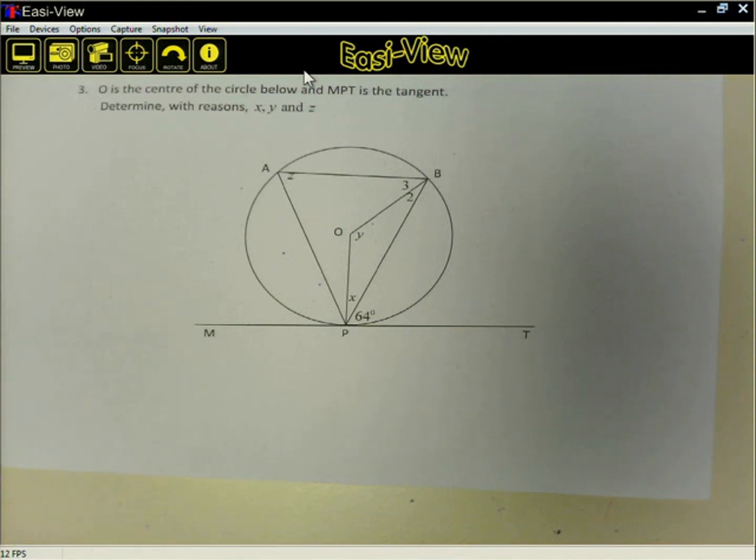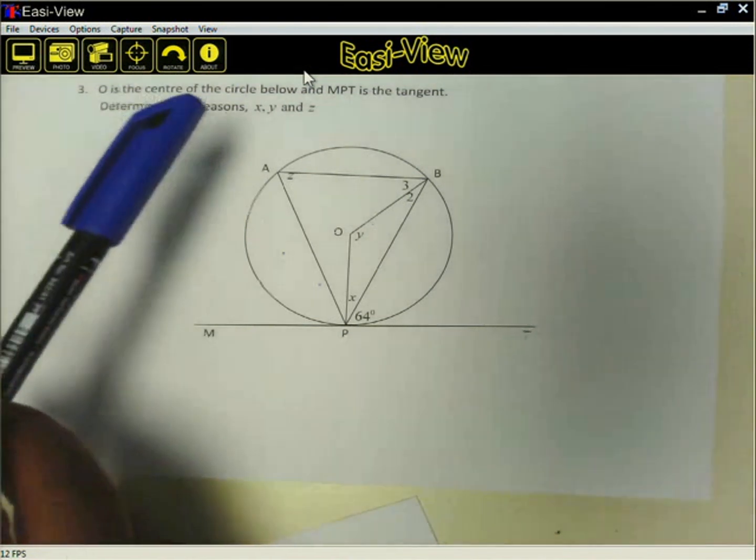But now let's check this one. This one is a bit more general because it includes many other theorems. And in this case, let's go through it. O is the center of the circle.